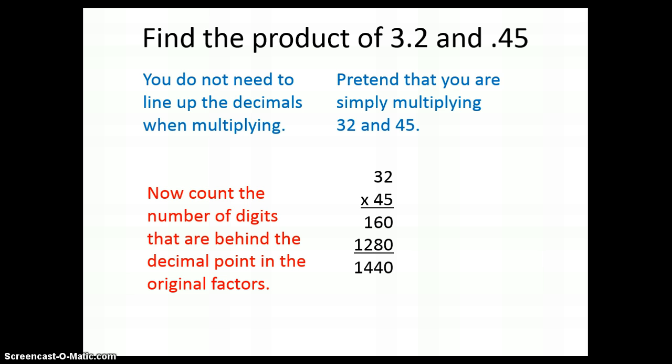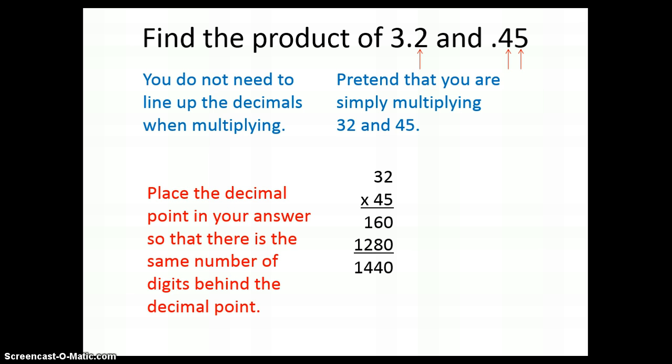Now, I need to count the number of digits that are behind the decimal point in the original factors. And the original factors are 3 2/10 and 45/100. And I see that I have one decimal digit in 3 2/10 and 2 decimal digits in 45/100. So that means in my problem, I need to place the decimal point in my answer so that there are the same number of digits behind the decimal point as there are digits behind the decimal points in my problem. Since there's 3, I need to make sure that my answer has 3 digits behind the decimal point.